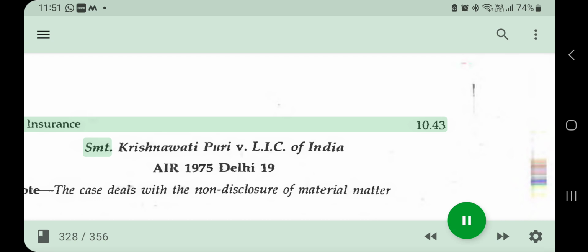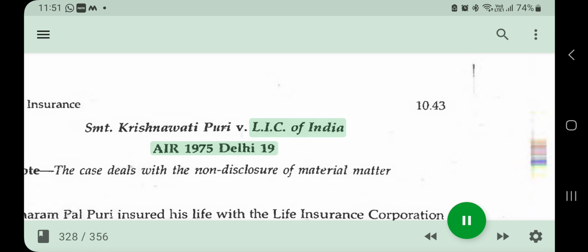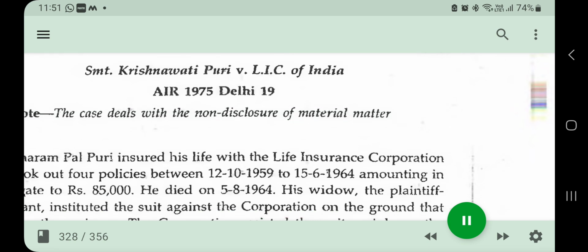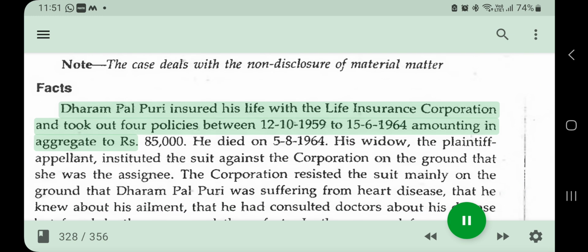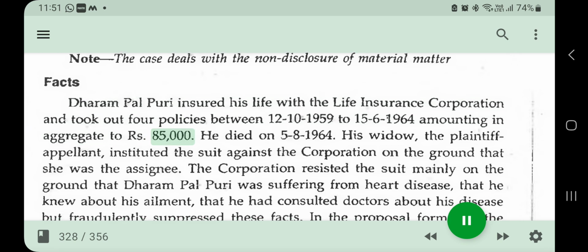Law of Insurance 10.43. Smt. Krishnajoti Puri v. LIC of India, AIR 1975 Delhi 19. Note: the case deals with the non-disclosure of material matter. Facts: Dharampal Puri insured his life with the Life Insurance Corporation and took out 4 policies between the 12th of October 1959 to the 15th of June 1964, amounting in aggregate to Rs. 85,000. He died on the 5th of August 1964.